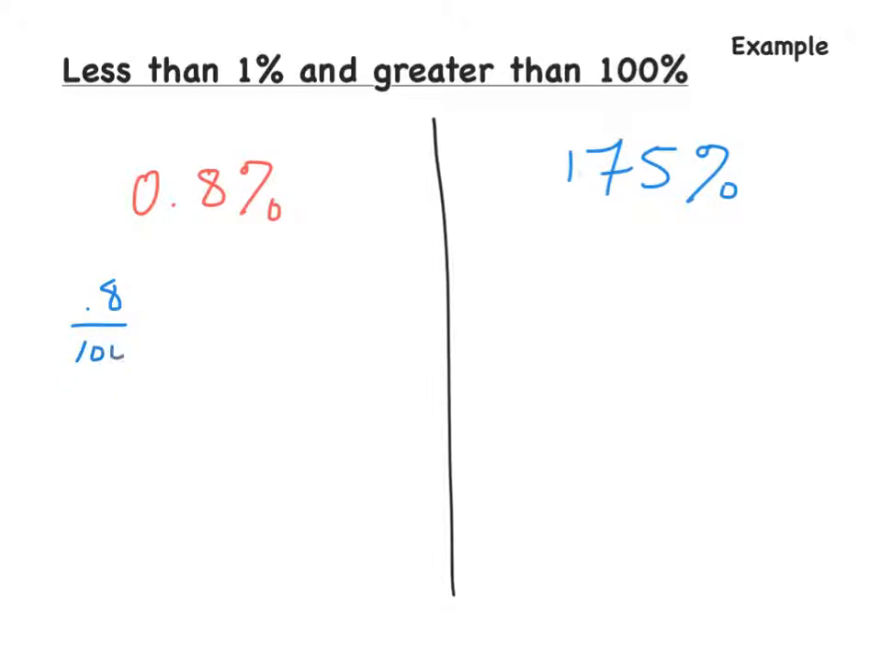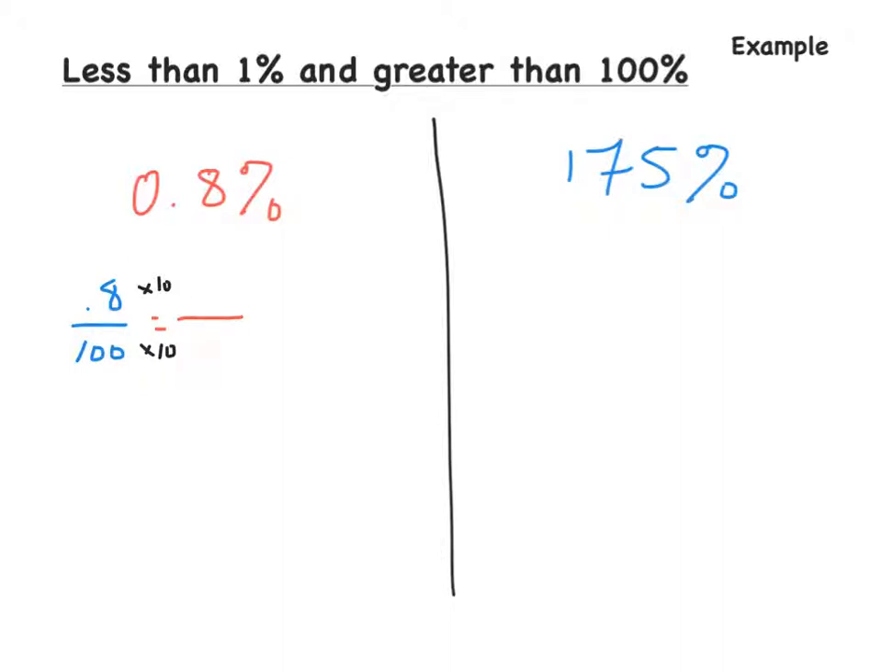But I need the numerator to be a whole number. 0.8 is not a whole number. 0.8 is still a decimal. I don't want that decimal point right there. So what I'm going to do, I am going to want to move this decimal point over to the right. So in the numerator I would just have an 8. So what I'm going to do is to multiply the numerator by 10 and the denominator by 10.